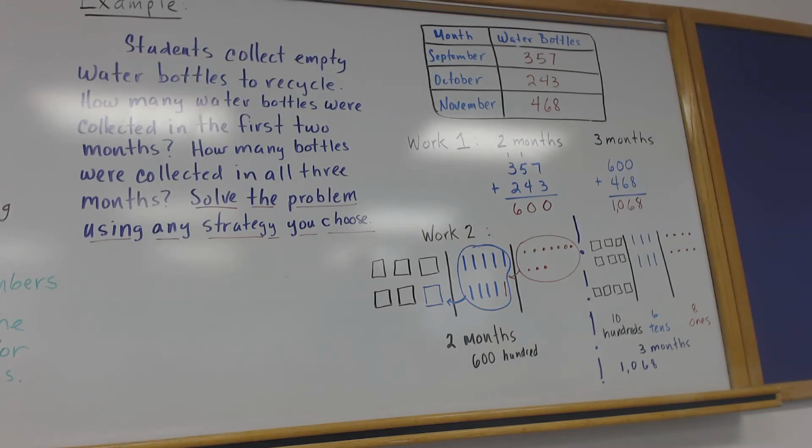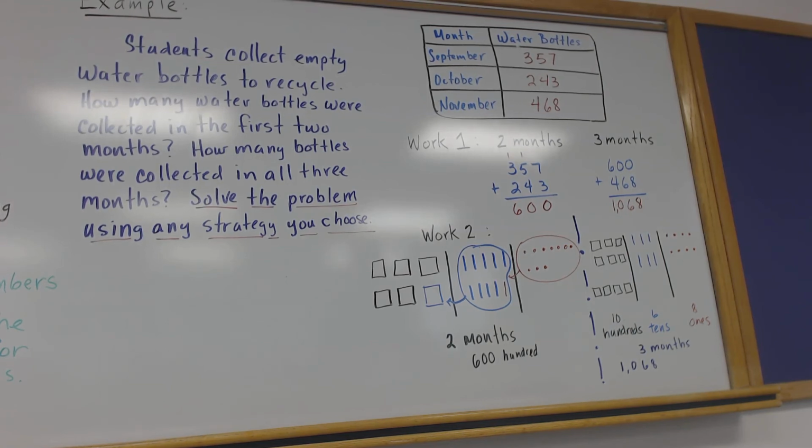Now this is the example of work number 2. Let's look at what they did for the 2 months. He put down all the ones, 7 plus 3, that's 10 ones, so you carry 1 to the tens. Then in the tens he had 5 plus 4 and 1 that carried over from the ones place, that made 10. So then he carried 1 hundred to the hundreds place, and he added to get 600 bottles for the first 2 months.